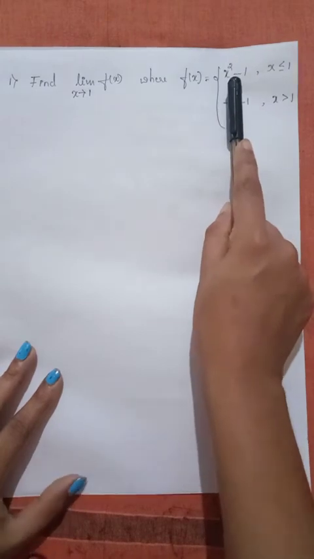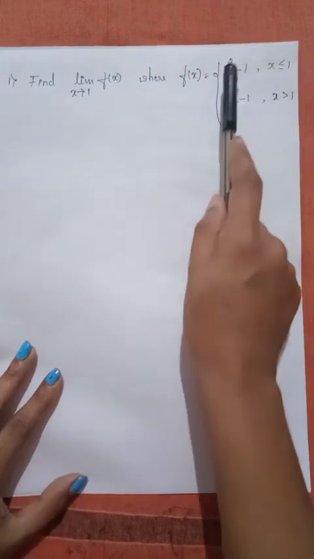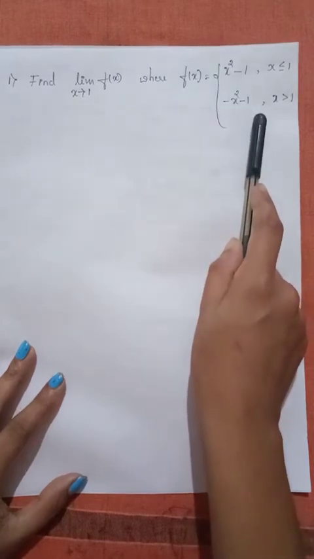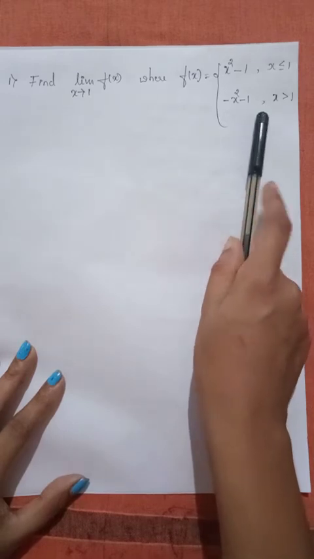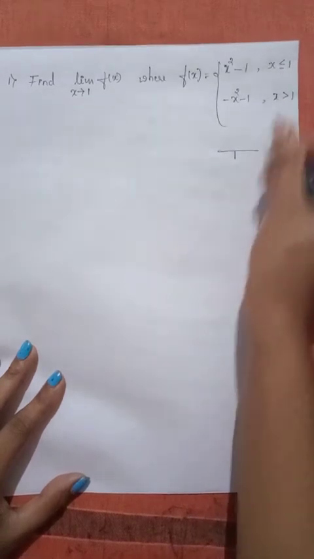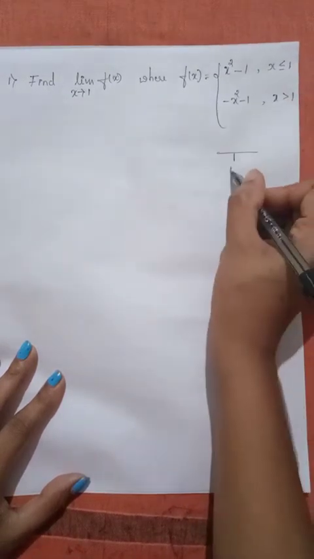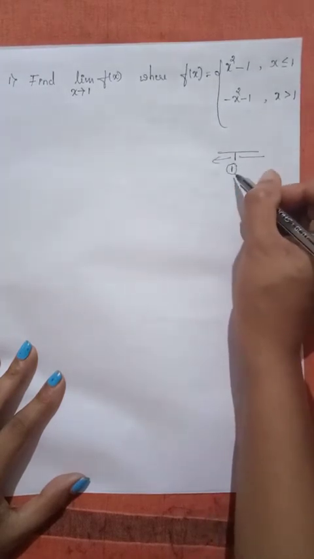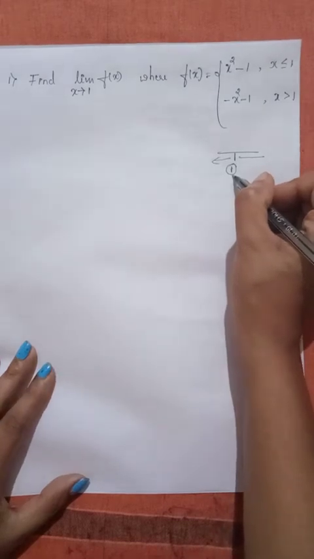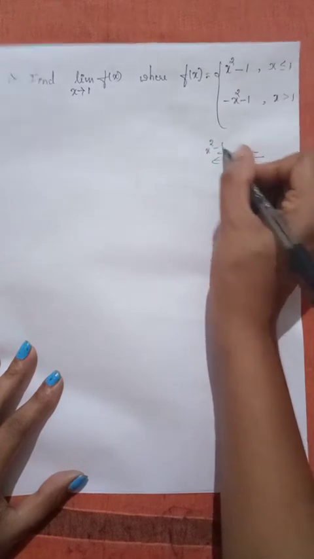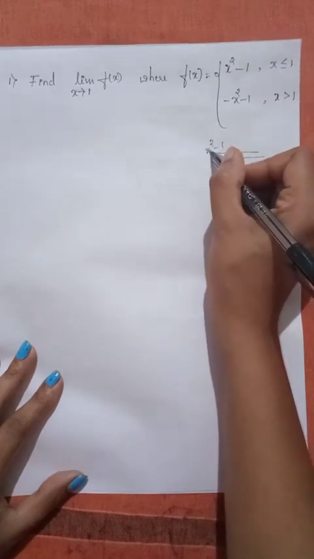Here you can observe that when x is less than or equal to 1, f of x is defined as x square minus 1, and when x is greater than 1, f of x is defined as minus x square minus 1. Okay, so you can see there are two different definitions, correct? One definition is, if it is less than 1, one particular definition, and if it is greater than 1, one particular definition, and you have to find the limit as x tends to 1, correct? So what does that mean? When you are moving to the left of 1, function f of x is equal to x square minus 1.